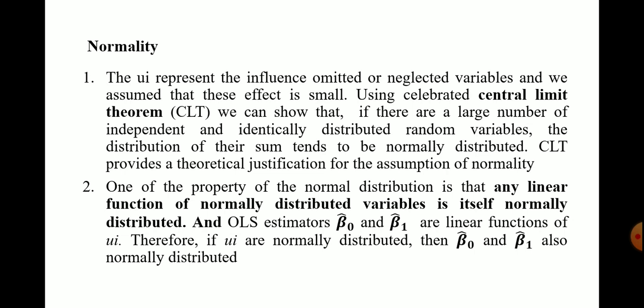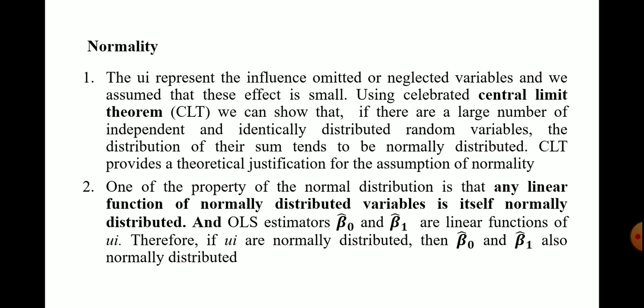And the second thing is, when we take the normal distribution, there is a property. The property is that any linear function of a normally distributed variable is itself normally distributed. Okay, and you know that the OLS estimators beta cap 0 and beta cap 1 are linear functions of ui. Therefore, if ui are normally distributed, then beta cap 0 and beta cap 1 are also normally distributed.